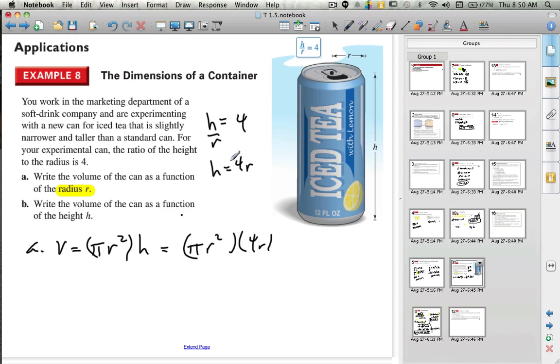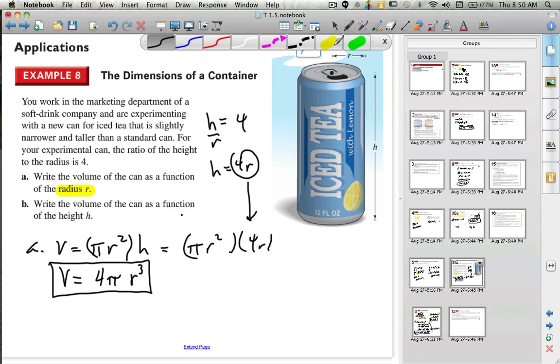Because 4r is the height. So when I finish this out and simplify, I'm going to get 4 times pi times r cubed. And this is my volume for this can. If I want to write the volume of the can as a function of height, now what I have to get rid of is the radius.